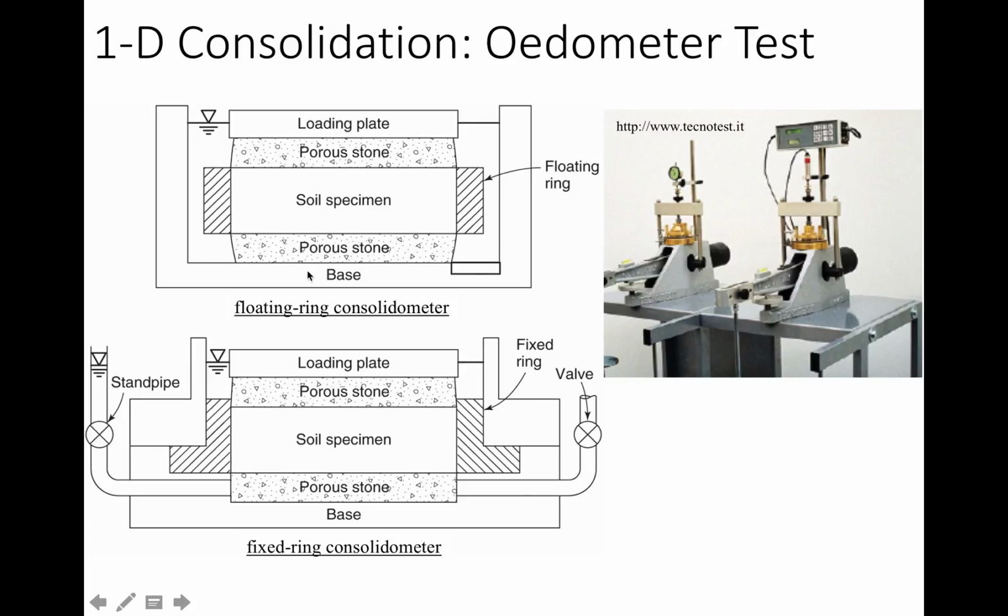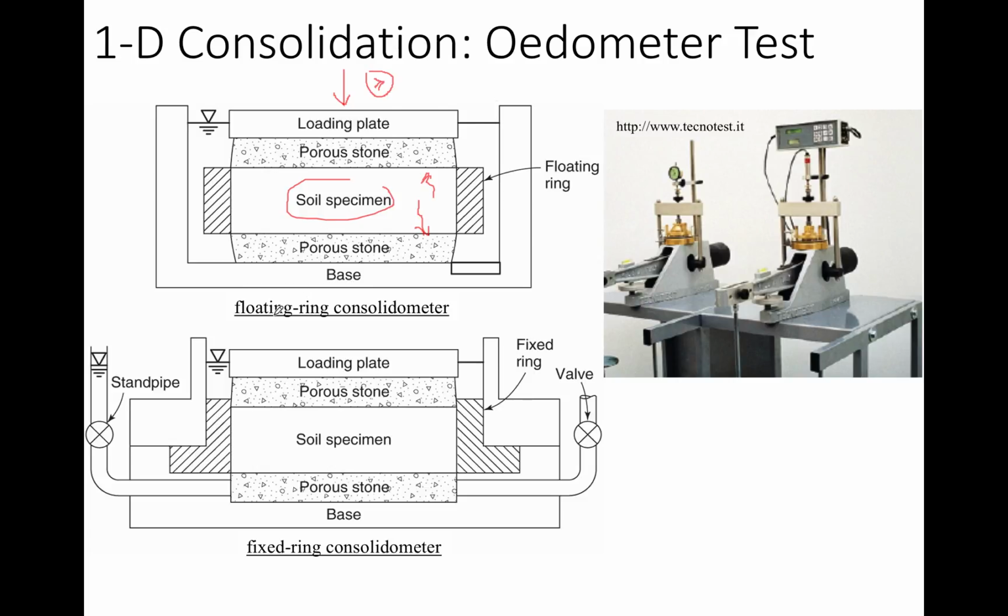So here's what they look like. This is where your specimen or your soil is in the center. You're going to trim it to fit inside this ring. You'll have porous stones on the top and bottom so that you can load your specimen, and water is going to be able to go up and down through the porous stones. And we'll have a dial gauge here. When we're loading it, we'll measure with a dial gauge how much it's changing in height.